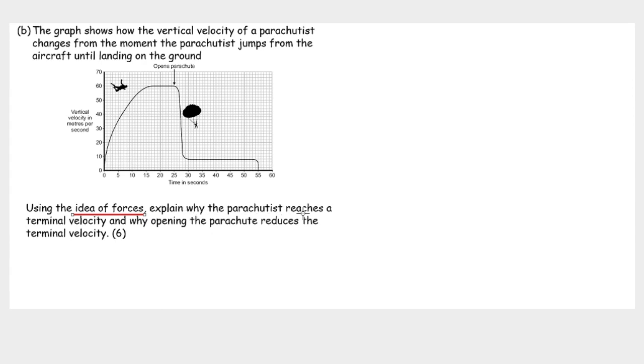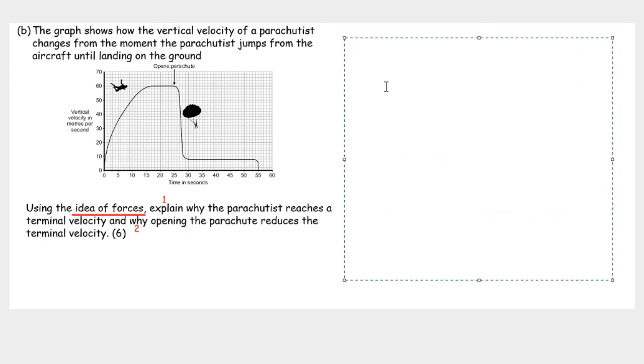First of all, why the parachutist reaches a terminal velocity. So I can write a number 1 on there. This is just to help me focus. So number 1, explain why the parachutist reaches terminal velocity. And then number 2, I've then got why opening the parachute reduces the terminal velocity. So I need to first of all do a bit on forces. I need to then do number 1. I then need to do number 2. Now that's given me structure to my answer.